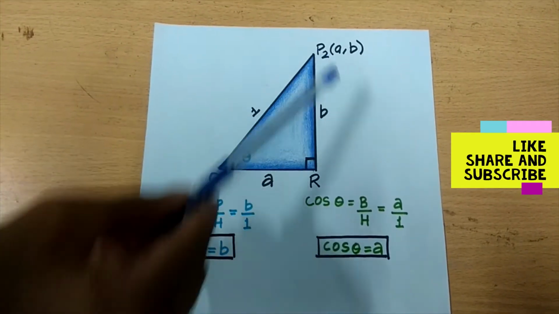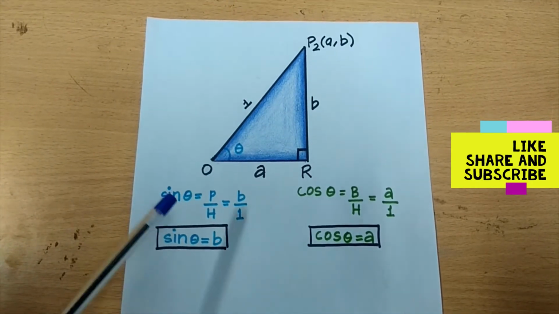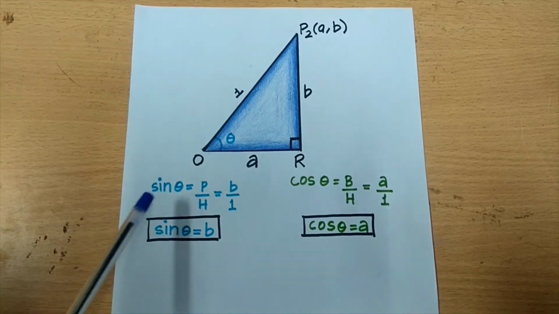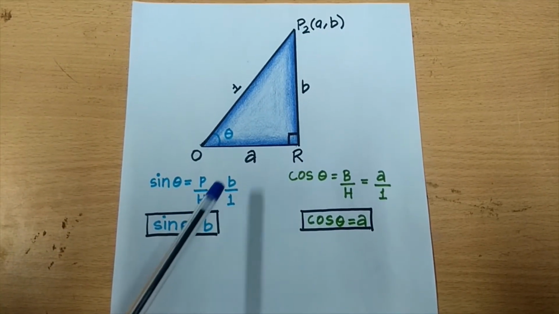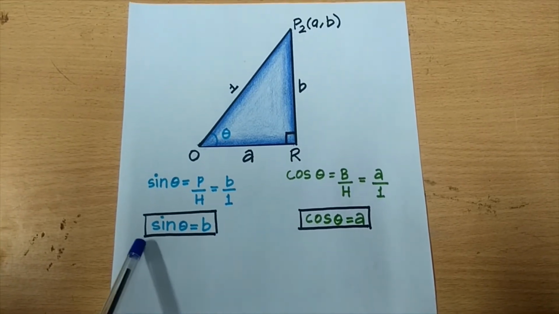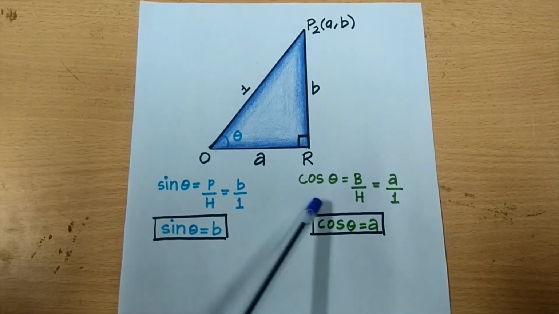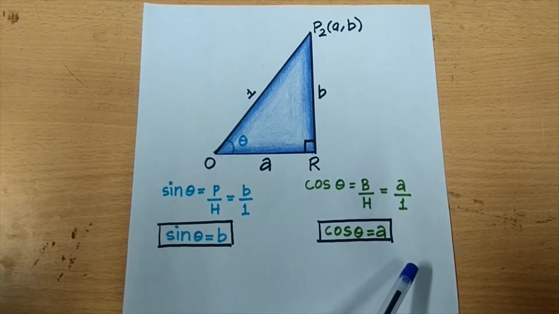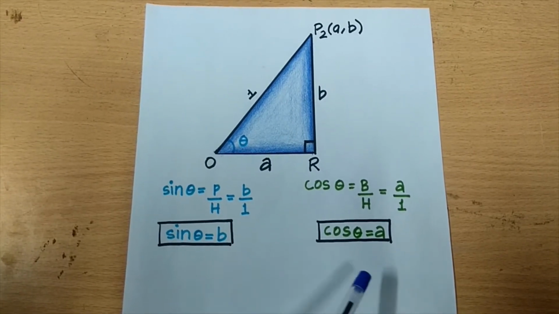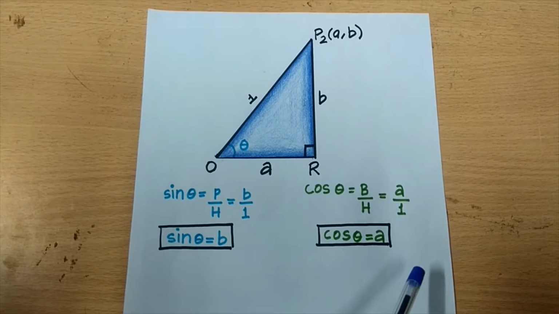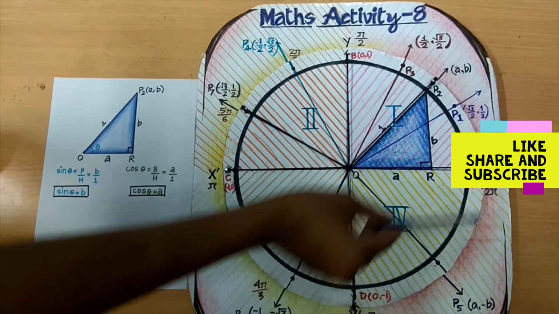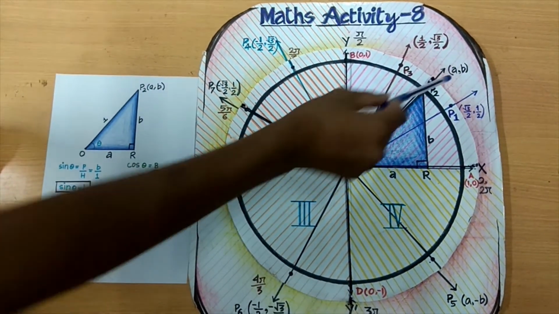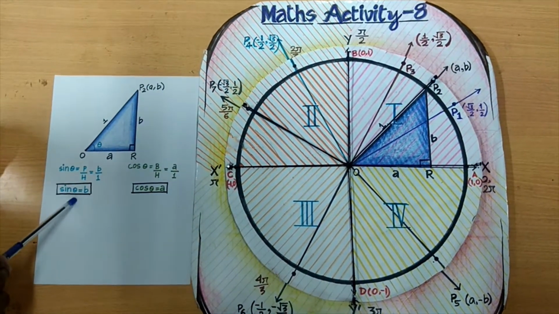Since triangle P2RO is a right angle triangle, here the perpendicular is B, the base is A and the hypotenuse is 1. So sin theta is equal to perpendicular upon hypotenuse, which is B upon 1. So sin theta is equal to B, and cos theta is equal to base upon hypotenuse, which is A upon 1. So cos theta will equal A. Hence, for every point on this unit circle, the x-coordinate will represent the value of cos theta and the y-coordinate will represent the value of sin theta.